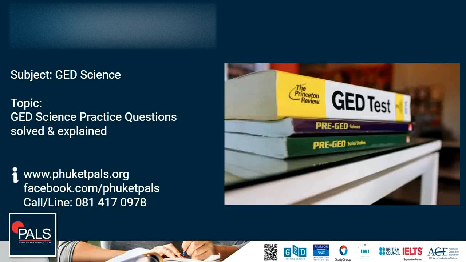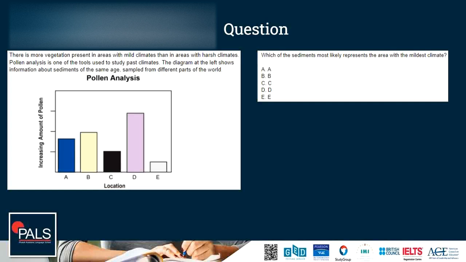All right, let's have a look at the first question. There is more vegetation present in areas with mild climates than in areas with harsh climates. Pollen analysis is one of the tools used to study past climates. The diagram on the left below shows information about sediments of the same age, sampled from different parts of the world. Which of these sediments most likely represents the area with the mildest climate?